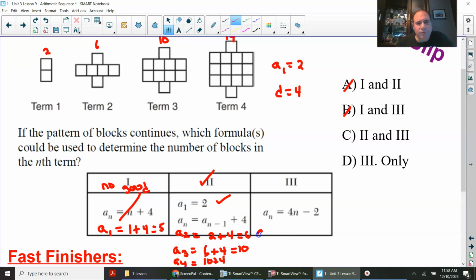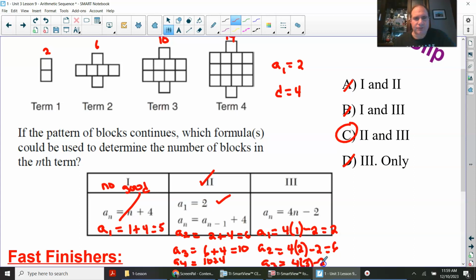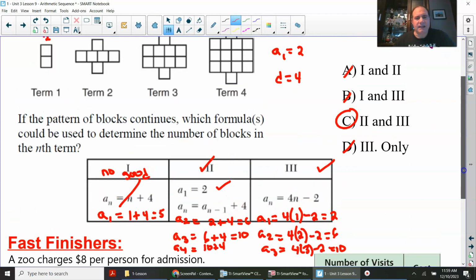So a sub 1 equals 4 times 1 minus 2. That's 4 times 1 minus 2, which comes out to 2. That works so far. It's not 3 only, because 2 works. So C is your answer. But a sub 2 is 4 times 2, because n is 2, minus 2. 8 minus 2 is 6. And then a sub 3 equals 4 times 3, which is 12 minus 2. 12 minus 2 is 10. So this works. All right, C is your answer, and that's it.